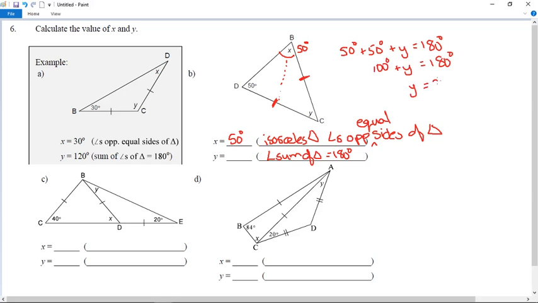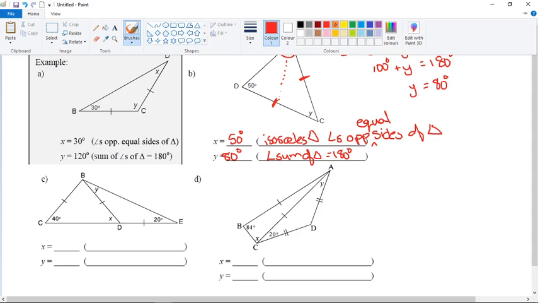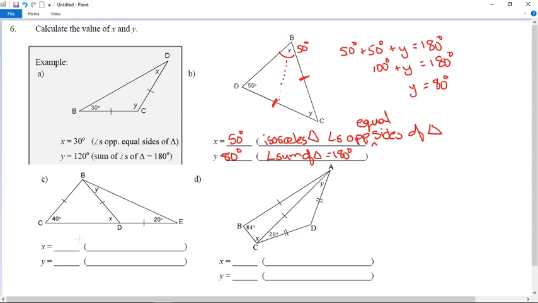So y must be equal to 180 minus 100, which is 80 degrees. And we already put the reason in there. Okay. So now let's have a look at this triangle here. This triangle here is much more interesting. So first we need to find x.